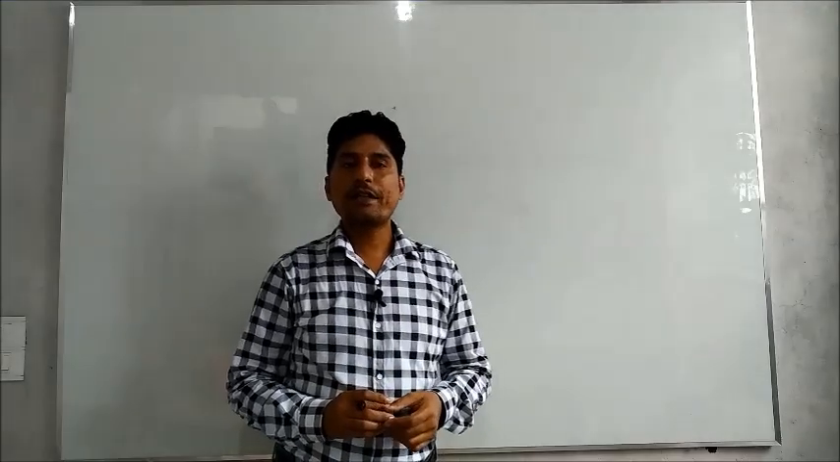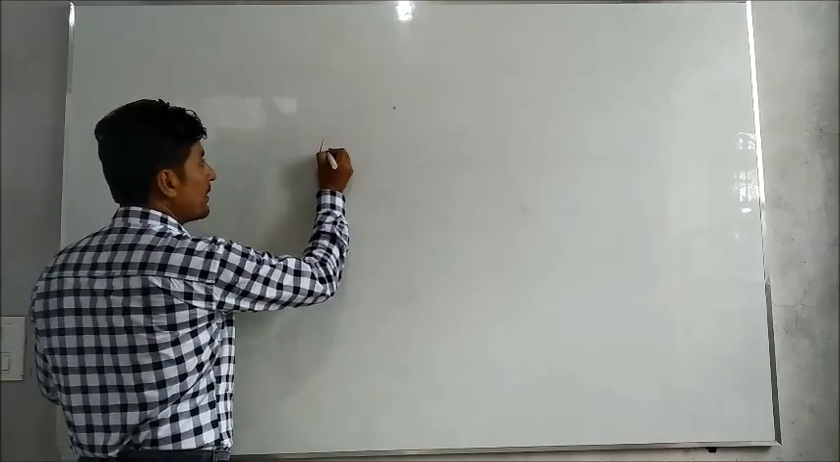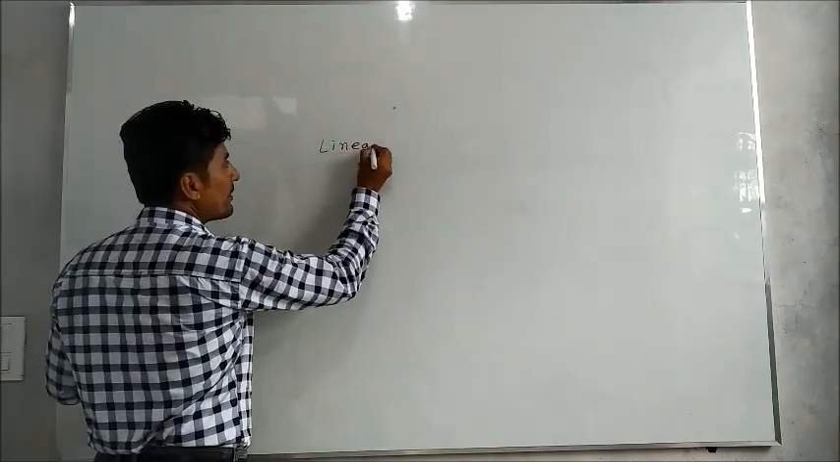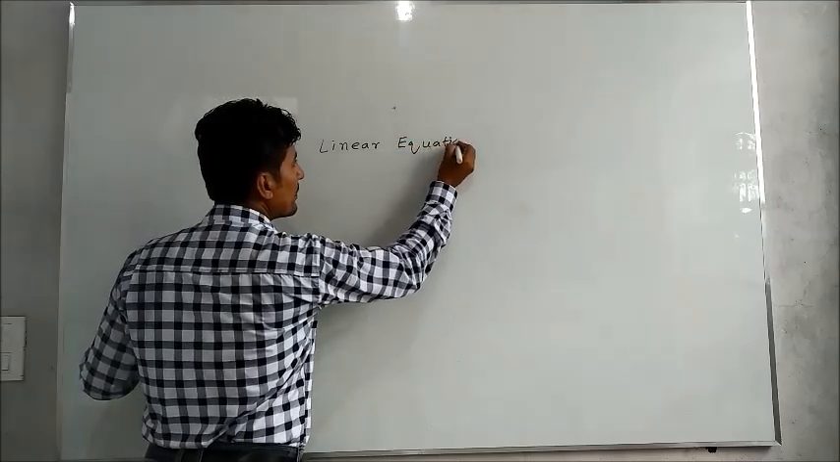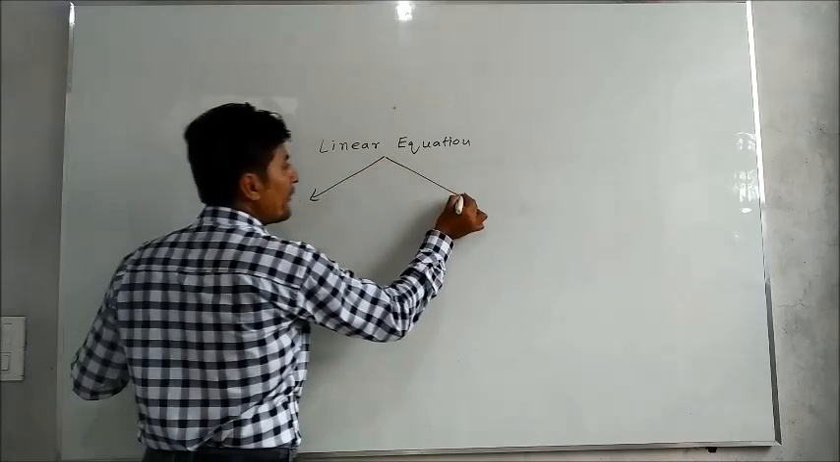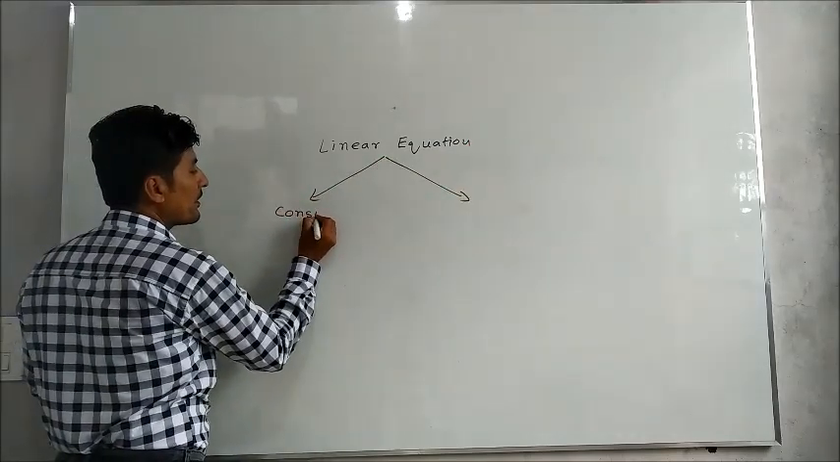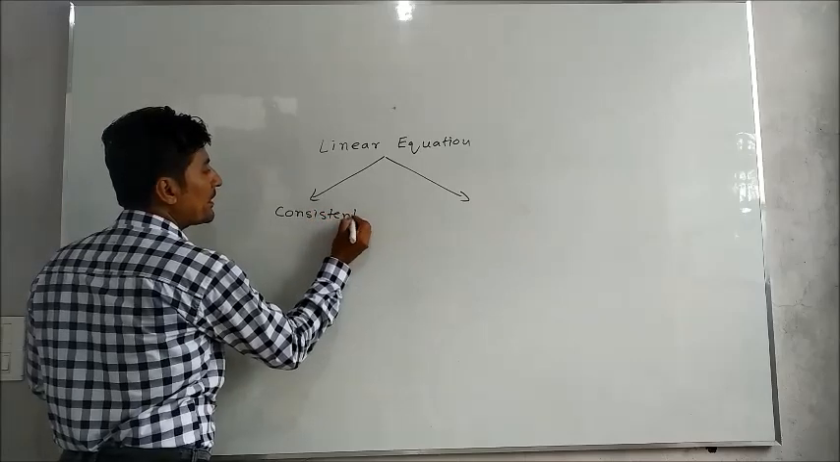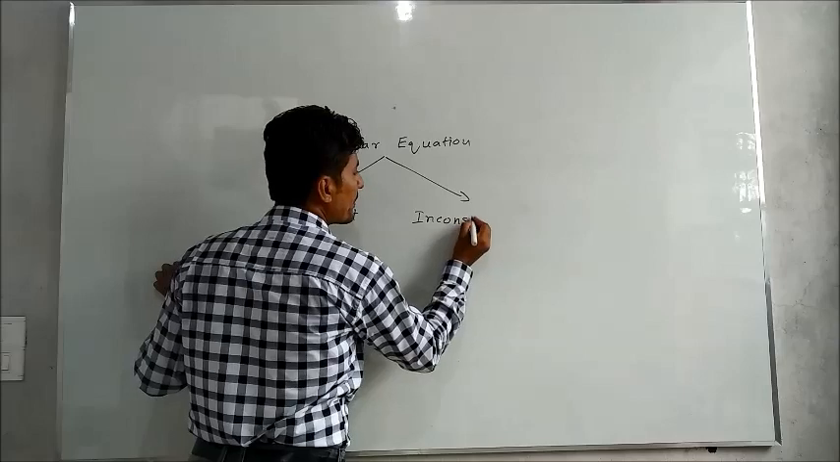Linear equation is divided into two different types. Let us see what are those types. The very first type is termed as consistent linear equation, while the second type is termed as inconsistent linear equation.